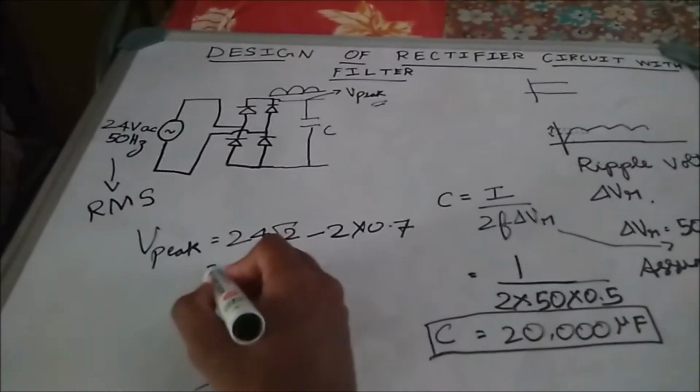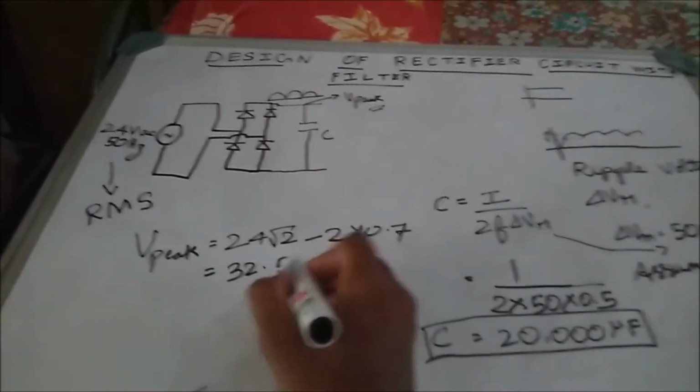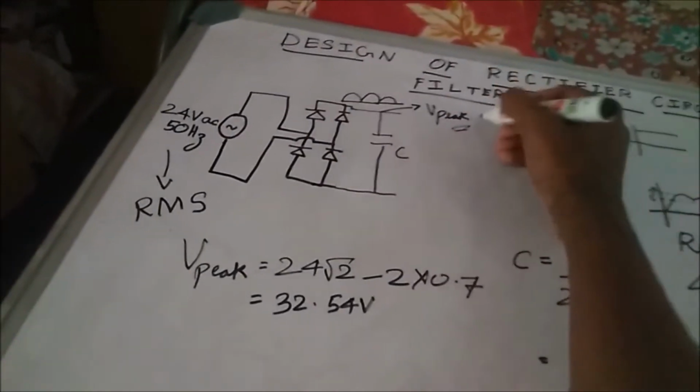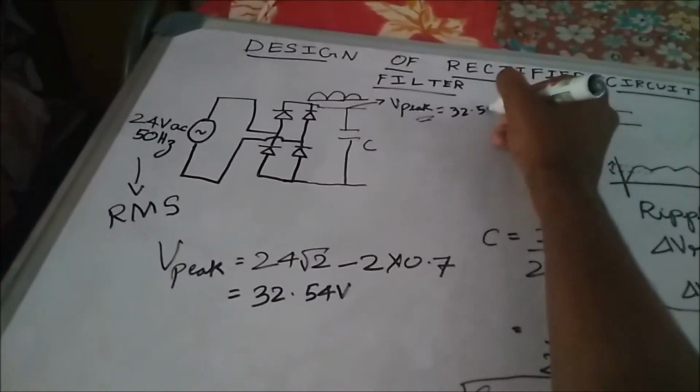Finally, we end up getting around 32.54 volt. And this is the peak rectified calculated value, 32.54 volt.